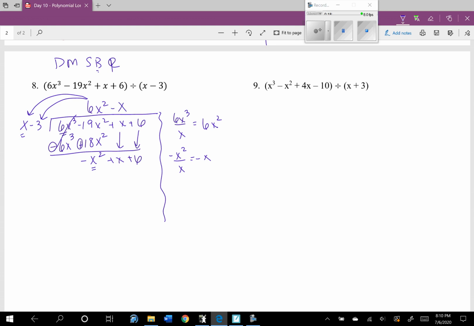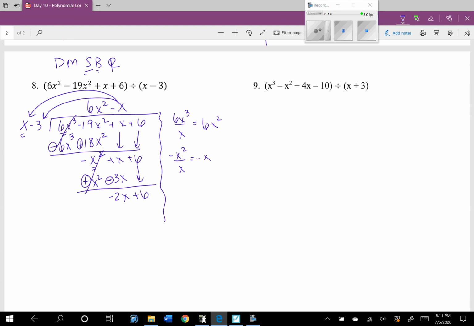And then M stands for multiply. So now I'm multiplying this negative x times both of these terms. So negative x times x gives me negative x squared. Negative x times negative 3 would be positive 3x. And then we are going to subtract. So this becomes a plus because you have minus minus. And this becomes a minus because it was positive. So negative x squared plus x squared cancels out. x minus 3x becomes minus 2x, and then B stands for bring down the 6.